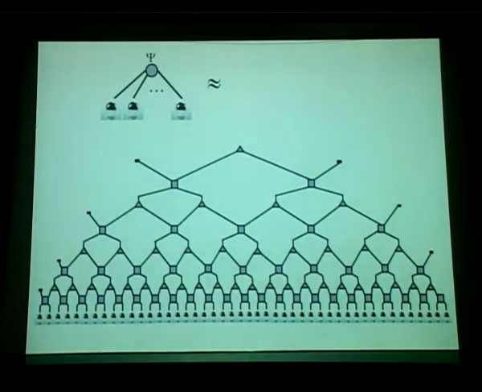So once again, MERA refers to a subspace of the many-body Hilbert space in which the wave function can be decomposed like this. Now this looks like a big mess, but that's because it's got a much richer structure than the MPS. And I will explain what this structure is in my next talk. And I will also briefly comment on how the structure is related to the AdS/CFT correspondence.